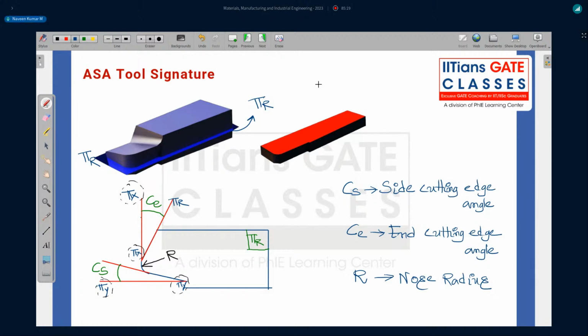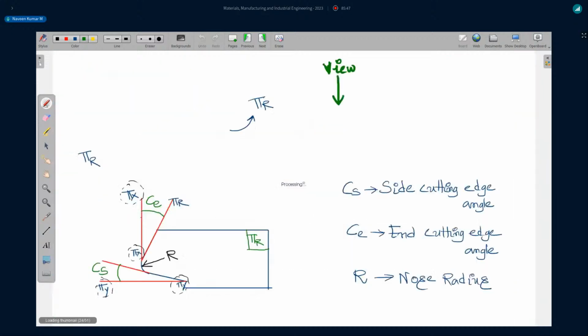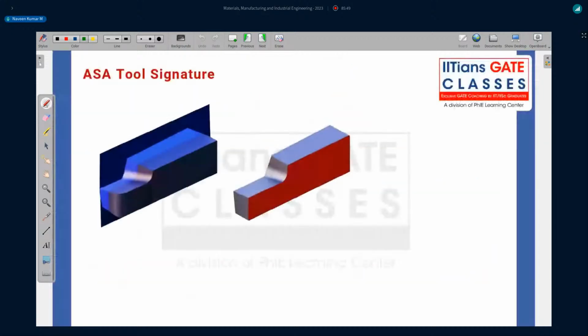So basically, we are looking from the top view like this. This is the view. Okay, good. Now, let's proceed. So we have cut with pi r. Now we'll cut with this plane. What is this plane here? That plane is pi y. So let's cut with pi y.